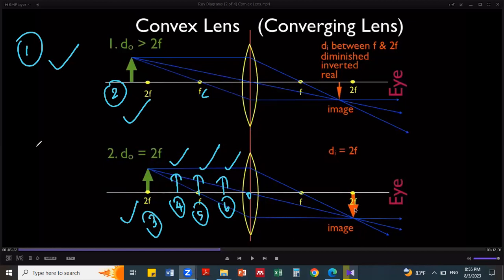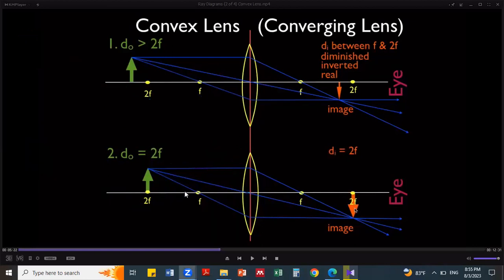But if you take a concave lens, you get only 1 ray diagram, because even though you change the object position, image properties won't change. But here, the properties of the image change with the position of the object. That's why you get 6 different ray diagrams. Understood?